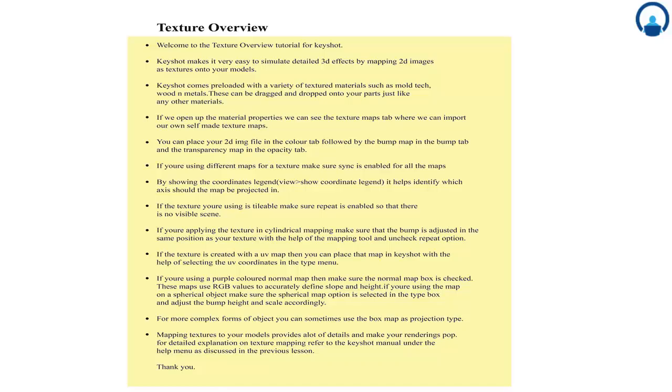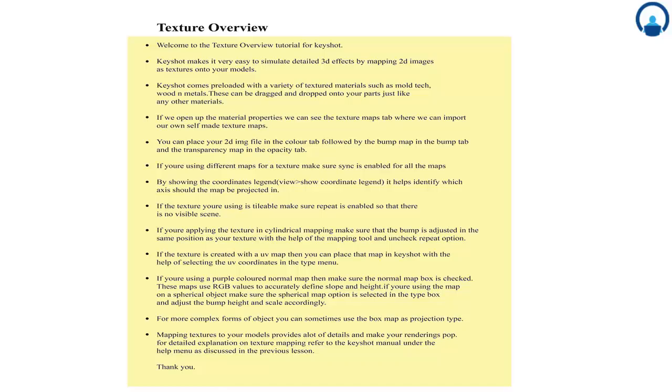Keyshot comes preloaded with a variety of textured materials such as Mold-Tech, wood, and metals. These can be dragged and dropped onto your parts just like any other materials. If we open up the material properties, we can see the Texture Maps tab where we can import our own self-made texture maps. You can place your 2D image file in the Color tab, followed by the bump map in the Bump tab and the transparency map in the Opacity tab.